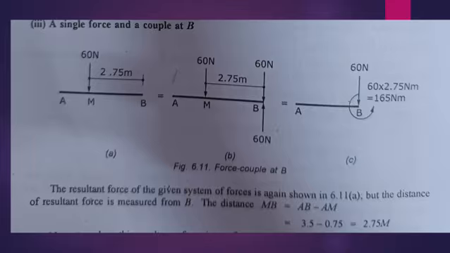Then here we are going to calculate the force couple system at point B. Therefore, you have to consider a resultant force 60 Newton in both upward and downward direction at B point. The second diagram, the B diagram, shows 60 Newton resultant force acting upward and downward at B point. Then we are going to calculate the couple moment at B point. How do we calculate the couple moment? Force into distance. Therefore, 60 into 2.75 meter gives 165 Newton meter, which is the couple moment at B point.